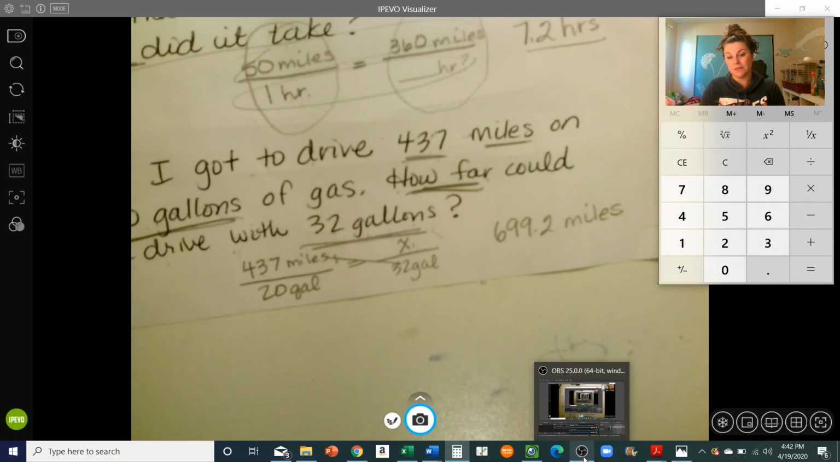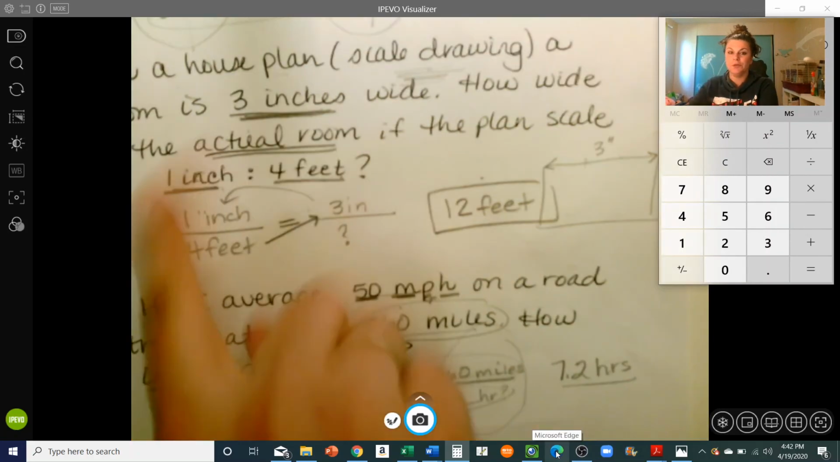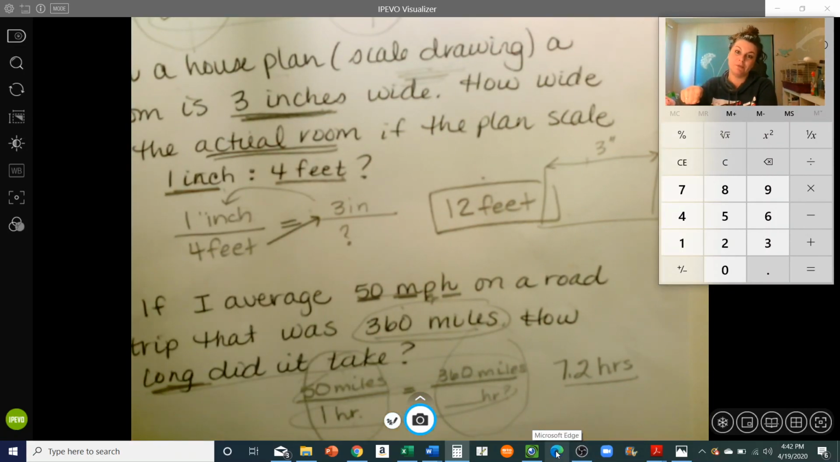So remember this stuff, especially like number 2, will help you with your assignment for tomorrow on scale drawings. And then your last assignment for the week has stuff for you to read to figure out.